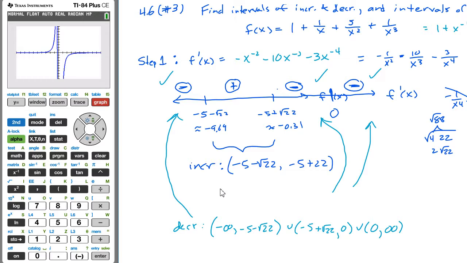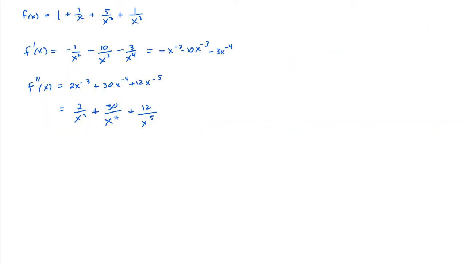Okay. Now, let's go on to concavity. So for concavity, we need a second derivative. So let me reset the screen here so we have some room. Hang on a second. Okay, so I just erased everything to give some more space. So here's my original function. This was our first derivative.